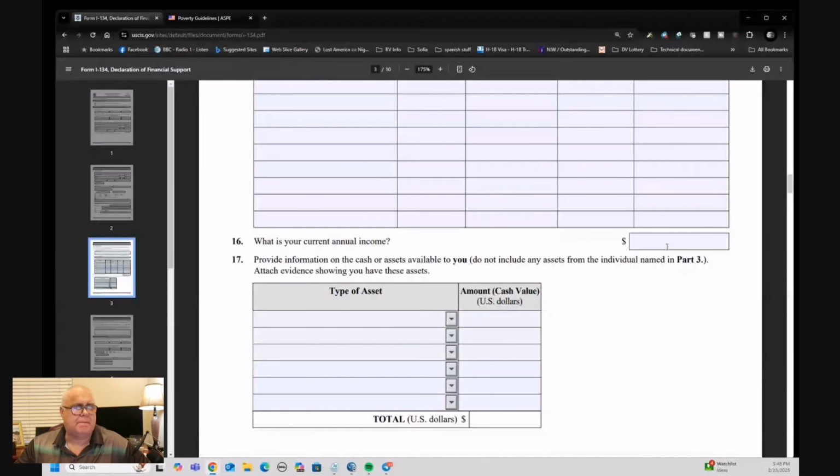Okay. Now in section 17, there is a box where you can fill in assets. There's a catch with assets, or a couple of catches. First of all, assets are not evaluated in the same way as income.